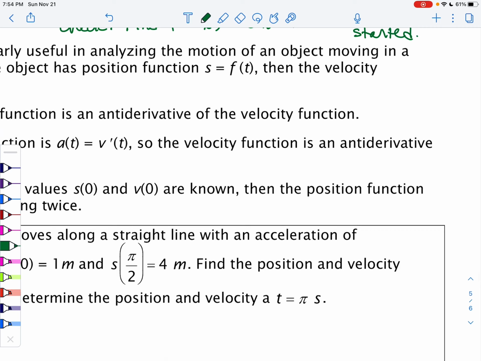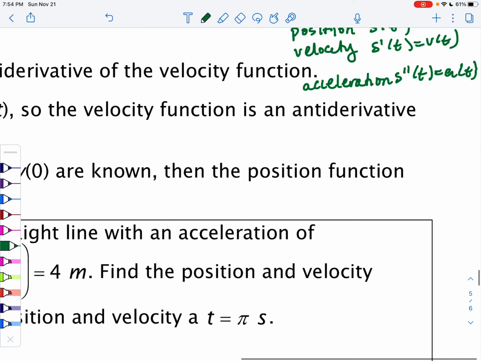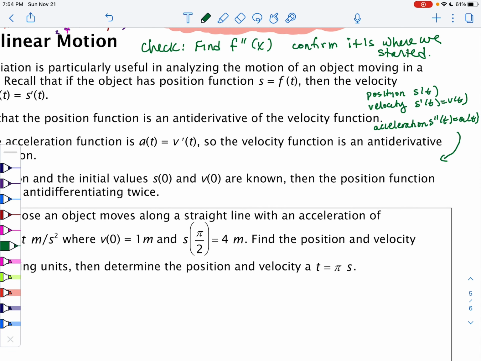So remember, position is s of t, velocity is s prime of t, and acceleration is s double prime of t. And so we can see that the antiderivative of acceleration is going to be our velocity v of t plus c, and our integration of velocity is going to be our position plus c.